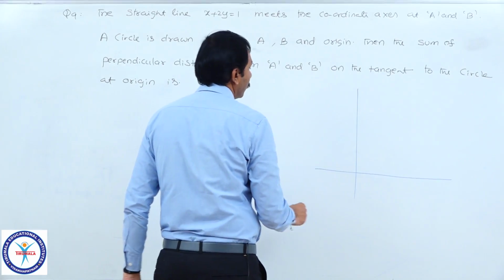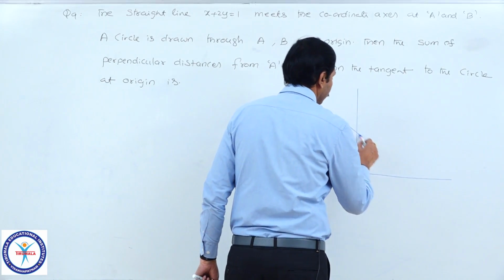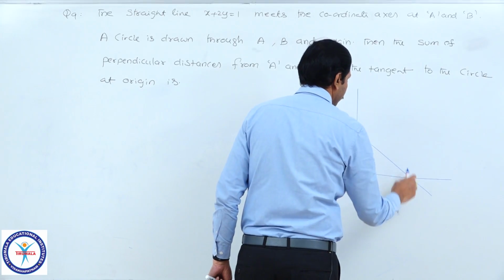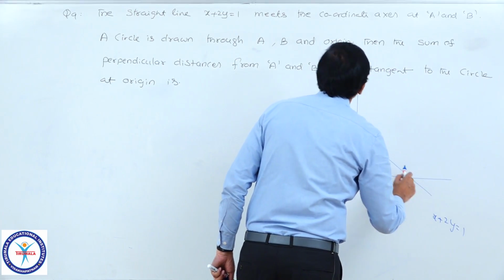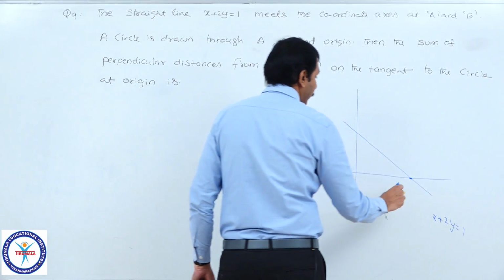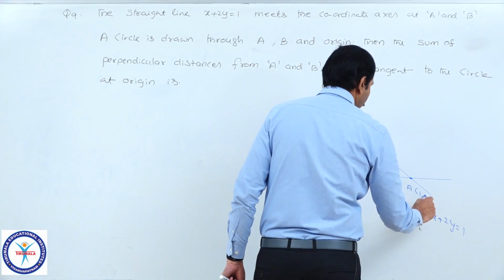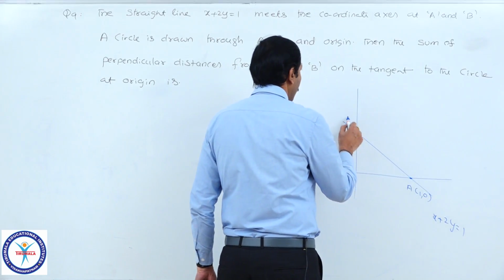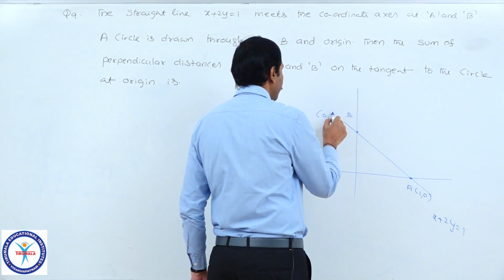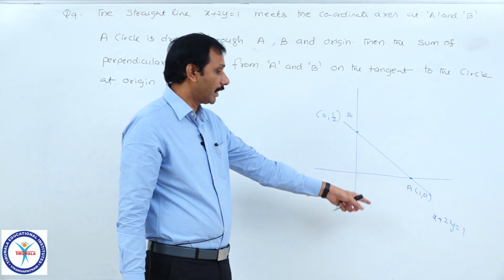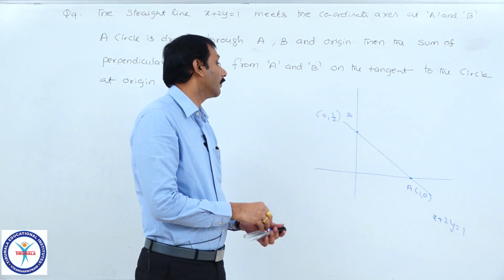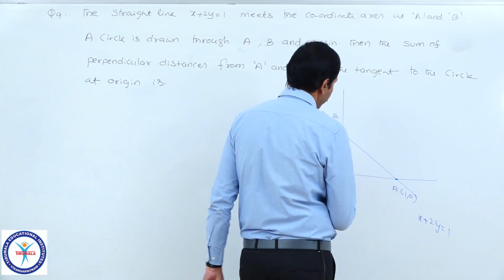That line x + 2y = 1 intersects the coordinate axes at A and B. A has coordinates (1, 0) and B has coordinates (0, 1/2). From the equation x/1 + y/(1/2) = 1, these are the intersection coordinates.